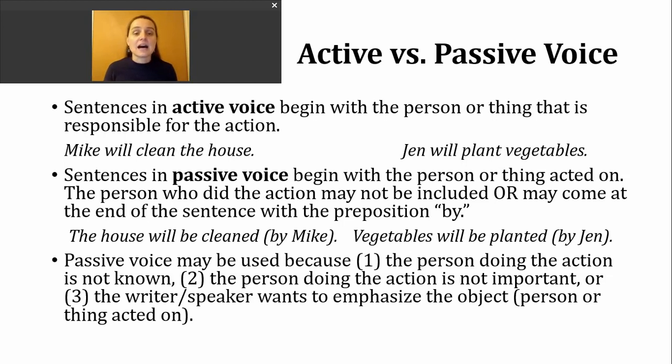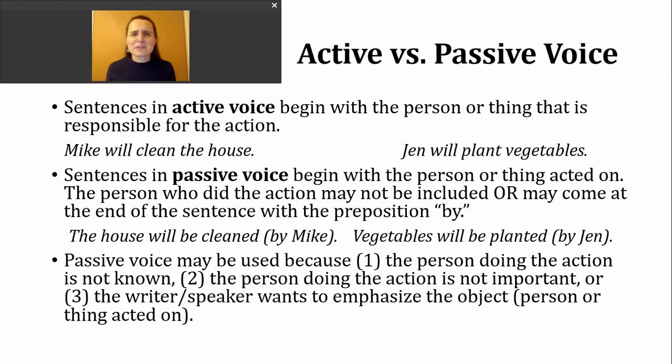So we can take the first two active sentences and make them passive. The house will be cleaned. Or I might say, the house will be cleaned by Mike. You can say, vegetables will be planted. Or vegetables will be planted by Jen.